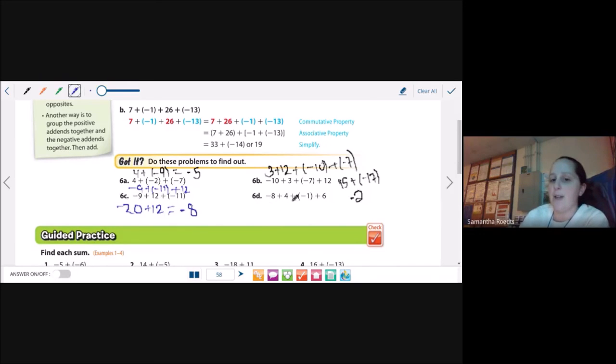For D, -8 plus 4 plus -1 plus 6. So again, I'm going to group my like signs together. Okay. So I have -8 plus -1, which gives me -9. And then 4 plus 6 is 10. So -9 plus 10, different signs, I subtract. 10 minus 9 is 1. 10 is larger, 10 is positive, so my answer is positive as well. And that is the end of Unit 1, Lesson 2.